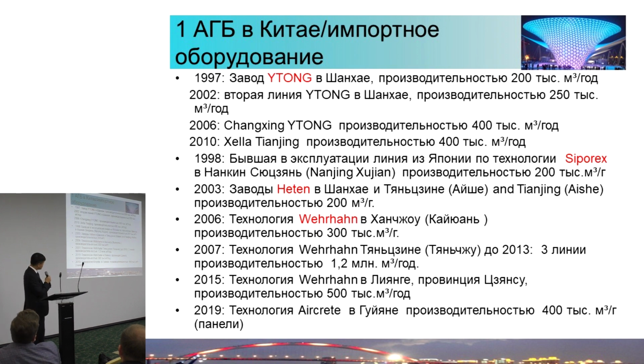The first Yitong plant is from 1997. This plant is already closed, because it was located in Shanghai, the biggest city in China, and this factory was located near a very important river. That's why water protection was so close to the factory.